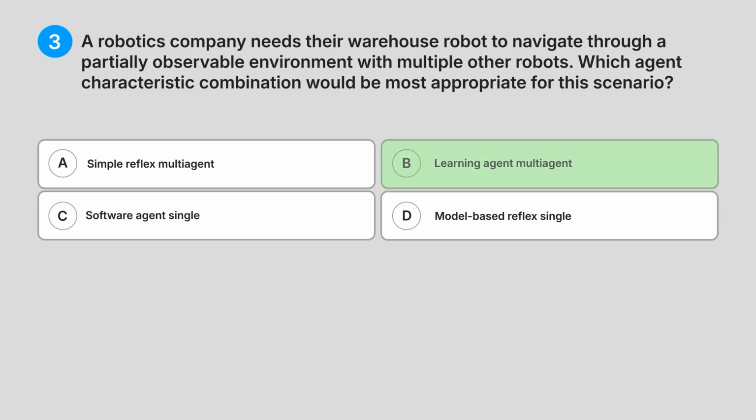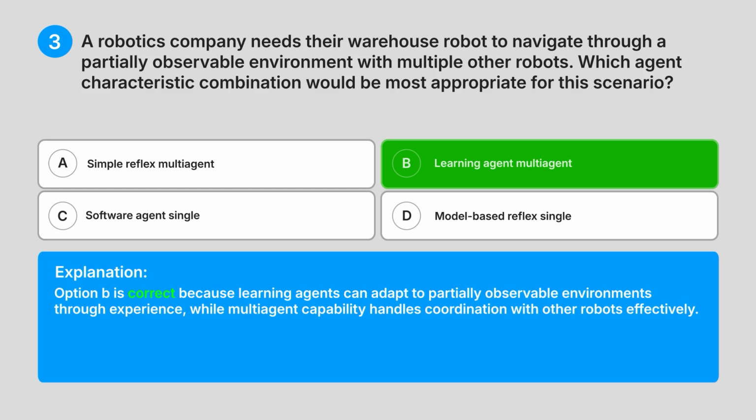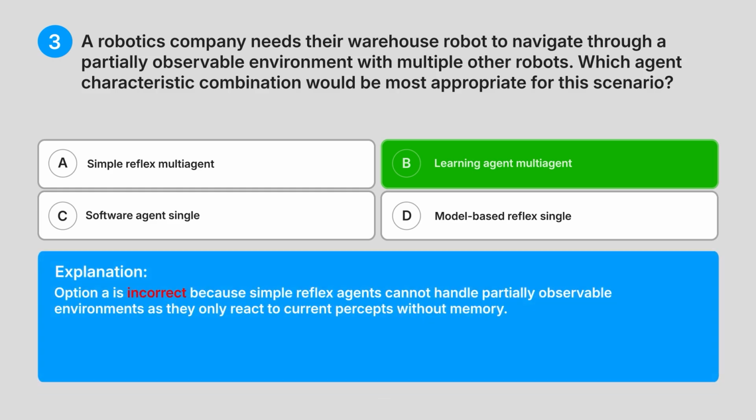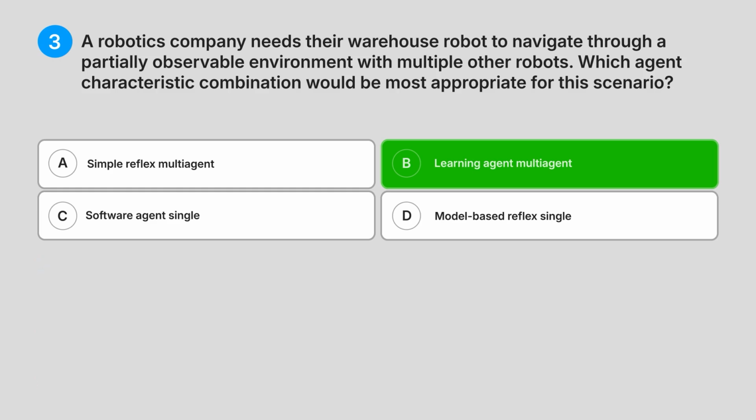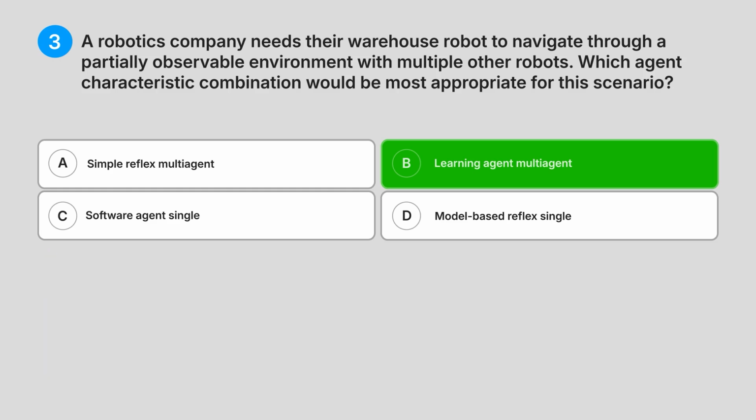Correct answer, B. Learning agent multi-agent. Explanation. Option B is correct because learning agents can adapt to partially observable environments through experience, while multi-agent capability handles coordination with other robots effectively. Option A is incorrect because simple reflex agents cannot handle partially observable environments as they only react to current percepts without memory. Option C is incorrect because software agents are programs without physical interaction capabilities needed for warehouse navigation, and a single agent ignores other robots.